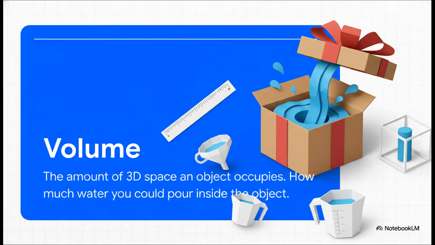Now, volume, that's a different story. Volume is all about the space inside the object. So if you took that same gift box and filled it up with water, the amount of water it could hold, that's its volume. So you got it? Surface area is the outside, volume is the inside.